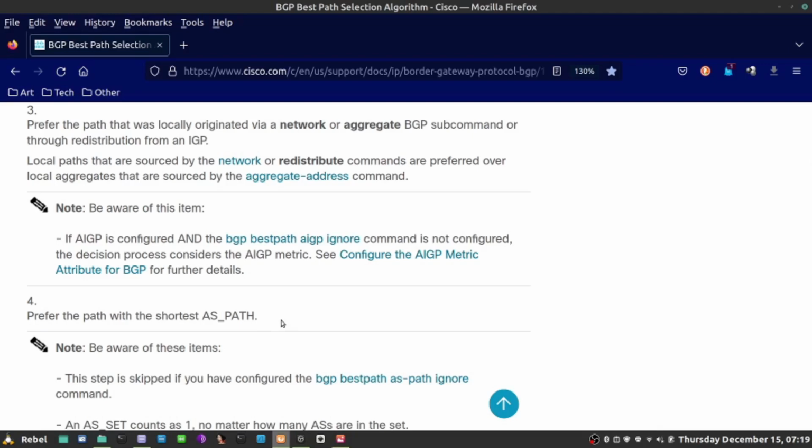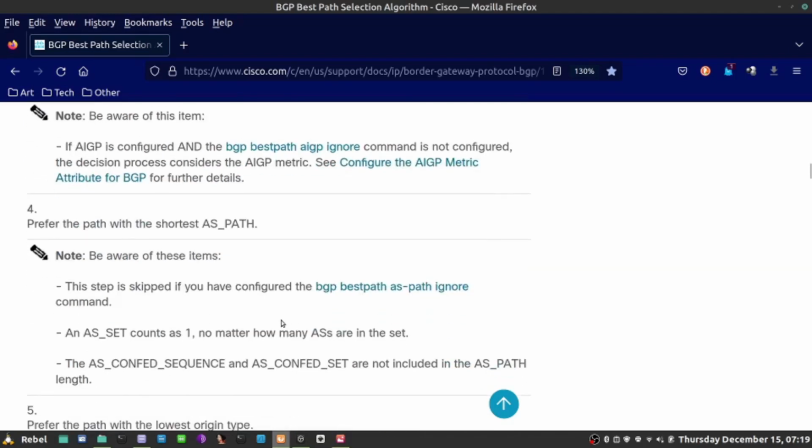So for example, if I need to reach a certain prefix and I have one path with 2 hops, 2 autonomous systems to cross, and the other is with 4 autonomous systems to cross, the 2 autonomous systems is going to be better, the one that is the shortest path towards the destination. So you're catching the drift here. It goes one by one until it finds the best path.